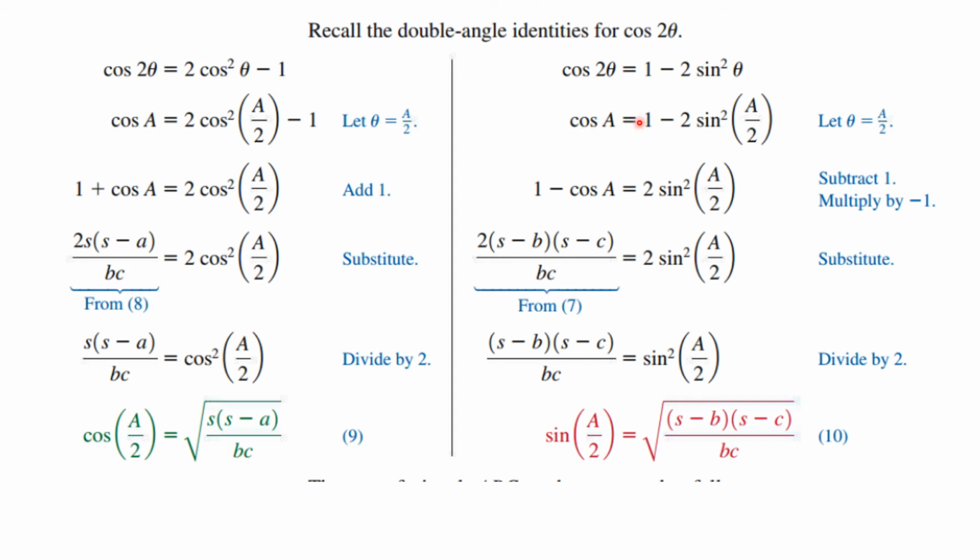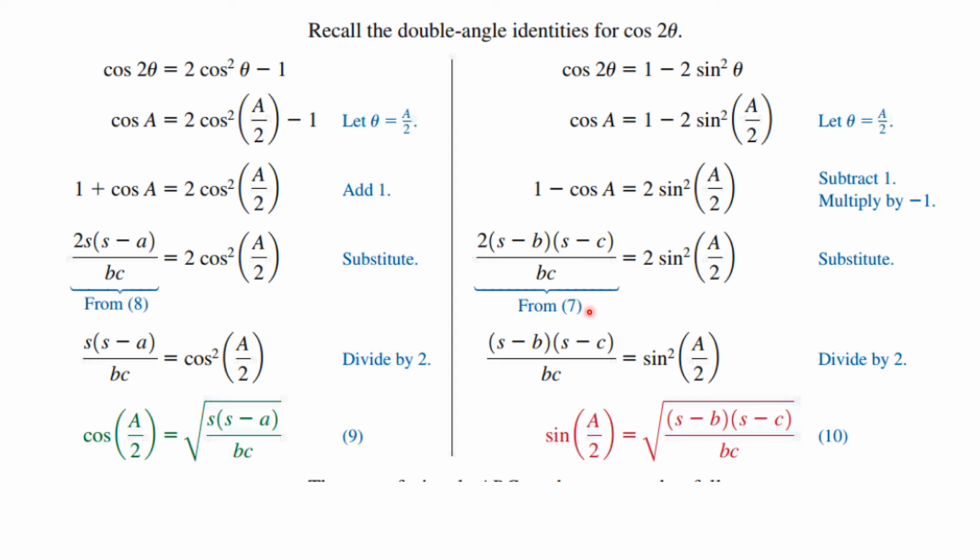Let's talk about that. This was the general trig identity. Again, we're letting theta equal a over 2. So the cosine of a is equal to 1 minus 2 sine squared a over 2. We're going to subtract this from 1. And when you subtract a minus times a minus, we get 1 minus cosine a is equal to 2 sine squared a over 2.